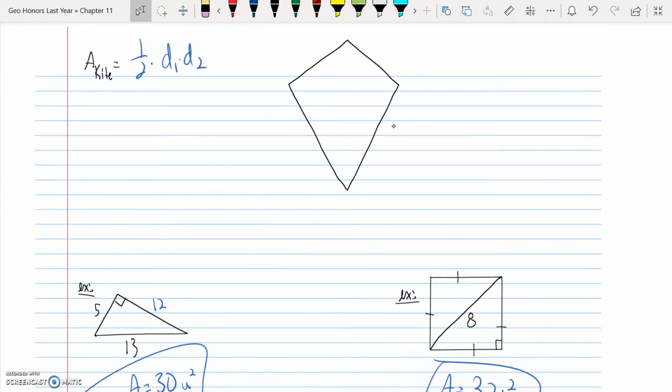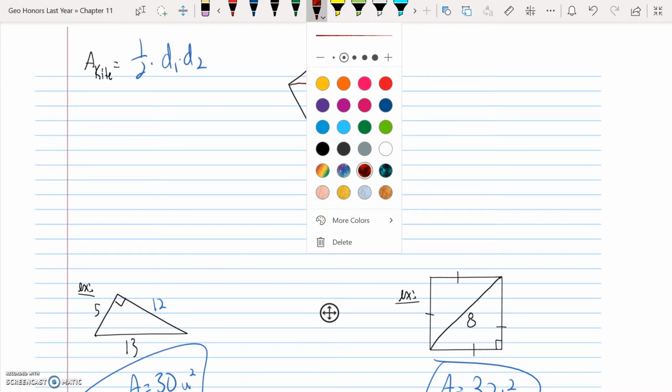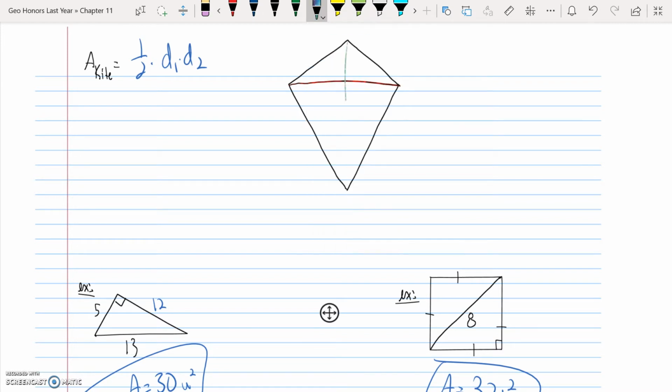Like the rhombus, we can find the area of a kite using that same formula. The interesting thing about the kite is even though it's not in the parallelogram family, so it's not a rhombus, it does have perpendicular diagonals just like the rhombus. So the idea is, if this length is D1 and this length is D2, then the area of this entire kite could be found by doing 1/2 times diagonal 1 times diagonal 2.